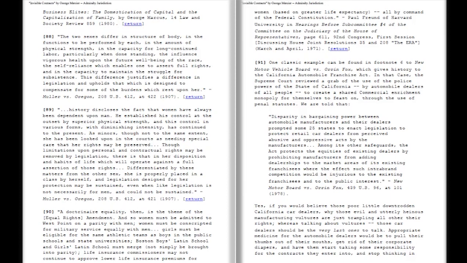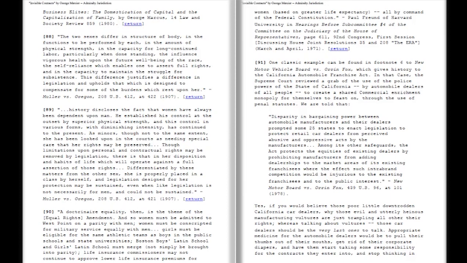91. One classic example can be found in footnote 6 to New Motor Vehicle Board v. Orrin Fox, which gives history to the California Automobile Franchise Act. In that case, the Supreme Court reviewed a grab of the use of the police powers of the state of California by automobile dealers, of all people, to create a shared commercial enrichment monopoly for themselves to feast on, through the use of penal statutes. We are told that disparity in bargaining power between automobile manufacturers and their dealers prompted some 25 states to enact legislation to protect retail car dealers from perceived abusive and oppressive acts by the manufacturers. Among its other safeguards, the Act protects the equities of existing dealers by prohibiting manufacturers from adding dealerships to the market areas of its existing franchisees where the effect of such intra-brand competition would be injurious to the existing franchisees and to the public interest. New Motor Board v. Orrin Fox, 439 U.S. 96 at 101, 1978.